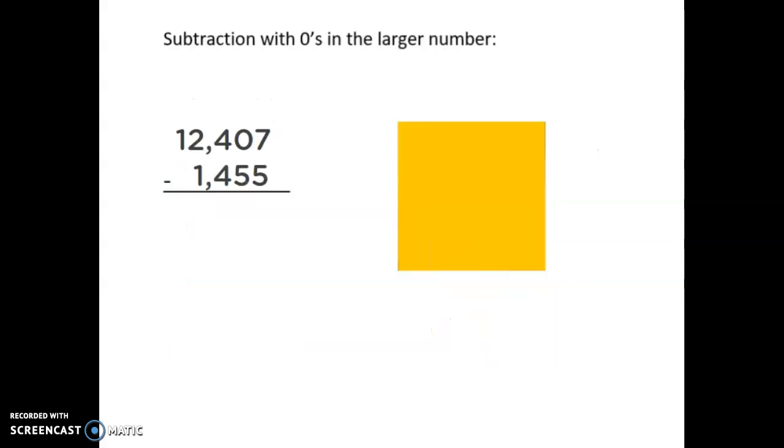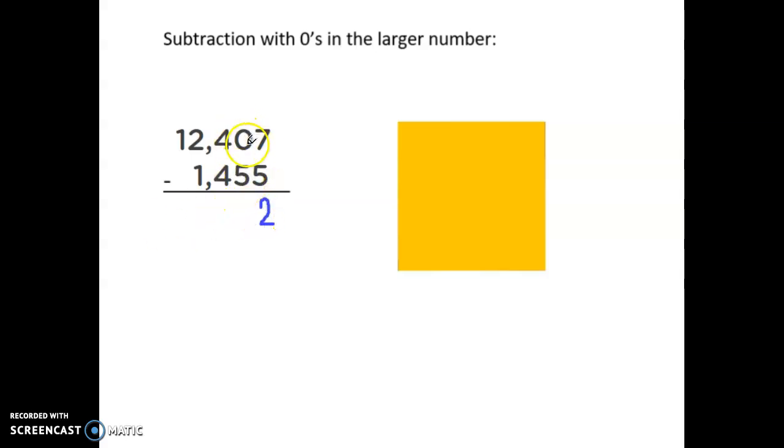Now let's look at an example of subtraction when we have a 0 in that larger number. So here I've already listed my numbers according to their place value. I have 12,407 and I'm subtracting 1,455. So just like before, we're going to start with our smallest place, which is the ones place. I have 7 minus 5, which is 2. I'm going to write that digit of 2 in the ones place.